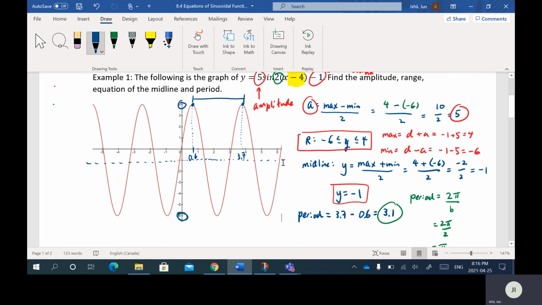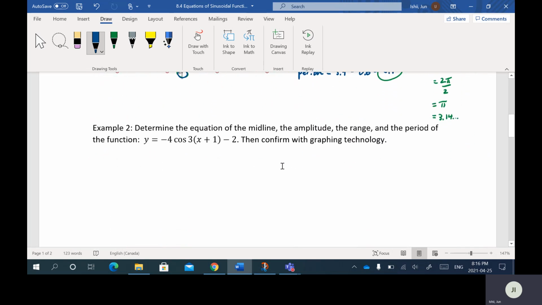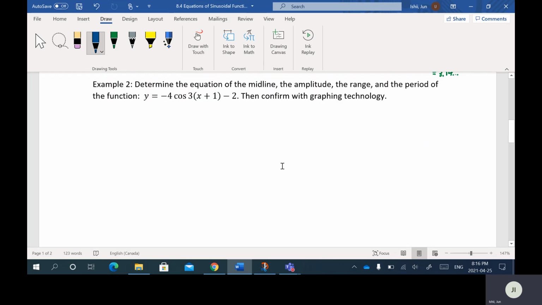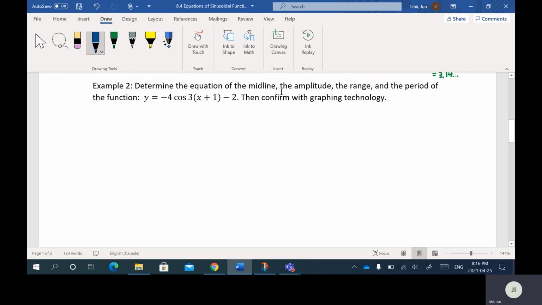All right, cool. Let's jump to this one here. Next example. Again, determine the equation of the midline, amplitude, range, and period of this function. Then we're going to confirm it with graphing technology. Once we find these things, I'm going to punch this into Desmos, and we'll confirm that what we found is right.